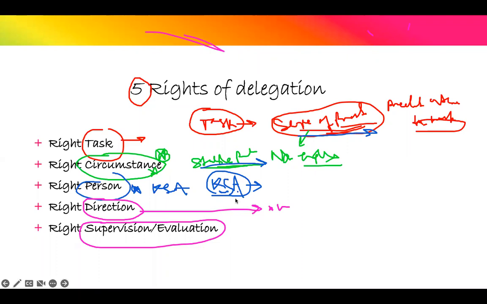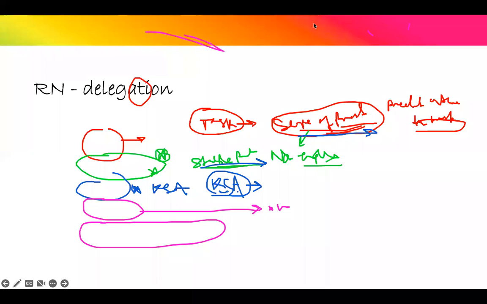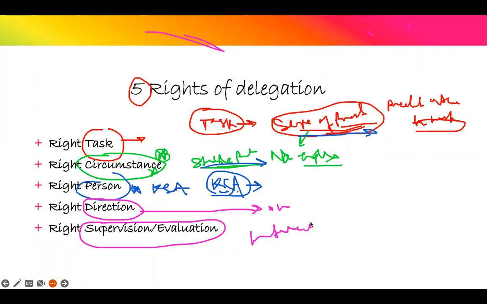So sometimes, like I said, you may have the right direction, but there is no supervision. The supervision means you intervene if they do something wrong. You intervene right away when they do something wrong, or you continue to monitor what they're doing as needed. So those are very important. That is supervision and evaluation.